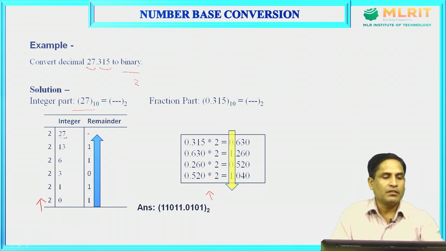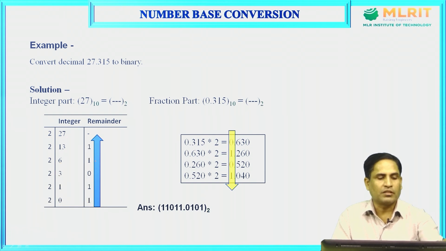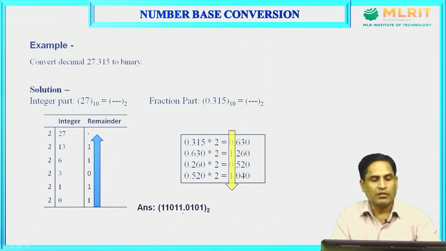So 27 divided by 2 gives divisor 13, remainder 1, again 13 divided by 2 we got 6, remainder 1, again 6 divided by 2 we got 3, remainder is 0, again 3 divided by 2 we got divisor 1, remainder 1, again 0 times, and we got this one, and this all is going to be written down in this approach. So we will get 11011. So 11011, this is the part from the integer part.